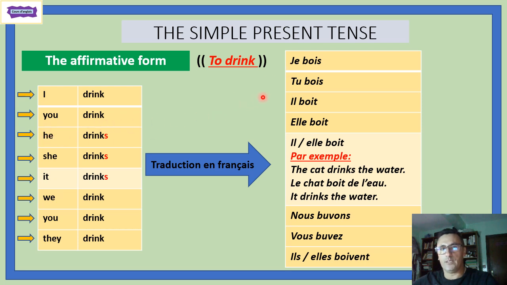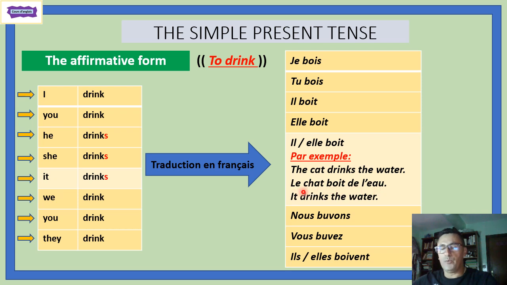You drink. Tu bois. He drinks. Il boit. She drinks. Elle boit. It drinks. Il ou bien elle boit. Par exemple, the cat drinks the water. Le chat boit de l'eau.